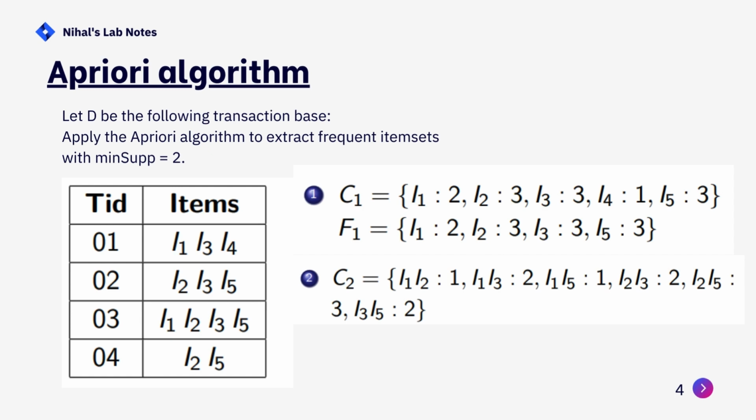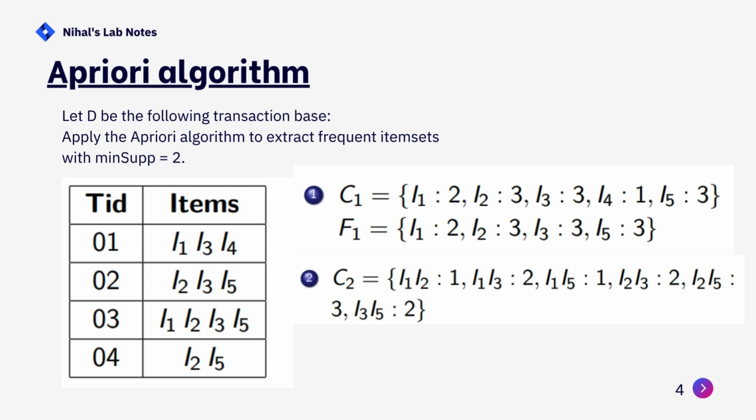If we extract, for example, from C1, not F1, we can have I1, I4, but I4 is not frequent. So effectively, 100%, I1 and I4 will not be frequent. Why? Because a subset is not frequent. So I1 and I4 will never be frequent. So C2 contains all the item sets that we can extract from F1.